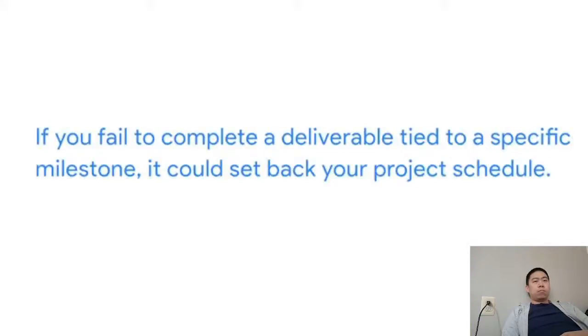Here's why. The web developer can't build the website if the design hasn't been approved by stakeholders, and you can't implement feedback from user testing if there's no website to test. So we know it's important to reach milestones in sequential order, but it's just as important that you reach them on time. If the team misses the mark to complete a deliverable tied to a specific milestone, it could set back your project schedule, meaning your team might need to work overtime or add additional resources to catch up.